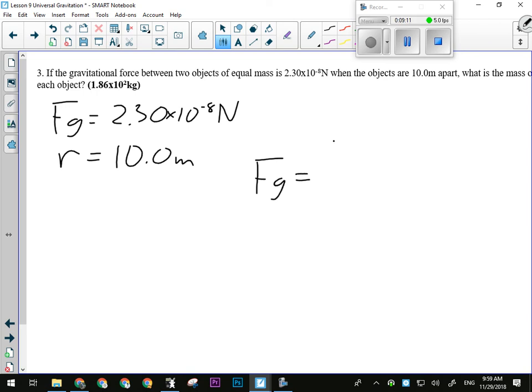Fg is big G times mass 1 times mass 2 over r squared, except that mass 1 and mass 2 are the same number. So it's really like saying mass 1 times mass 1, which would be the same as mass 1 squared. That's the trick, is that I'm actually only solving for 1 variable when it seems like I'm solving for 2. So now I just have to isolate this mass. So I multiply both sides by r squared, divide both sides by big G, and then square root. And that'll give me that mass because they have the same mass. So it's a math trick.